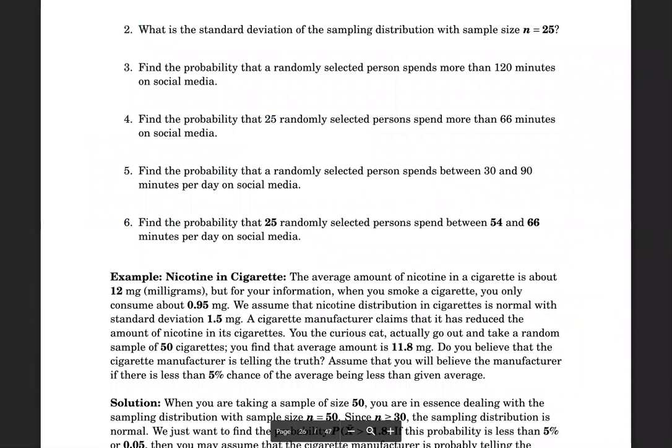Okay, so the next one is: find the probability that a randomly selected person spends between 60 and 90 minutes. Okay, and this one is very easy. I did it before, but I'll do it again. A randomly selected person spends between 60 and 90 minutes. Is it 60 and 90? 30 and 90. So this is your 60, standard deviation 30. This is 90 and this is 30.